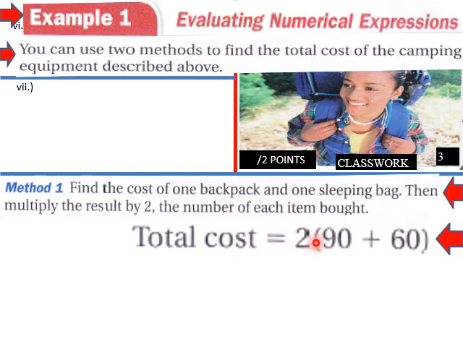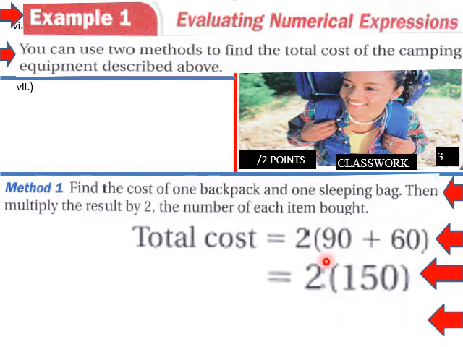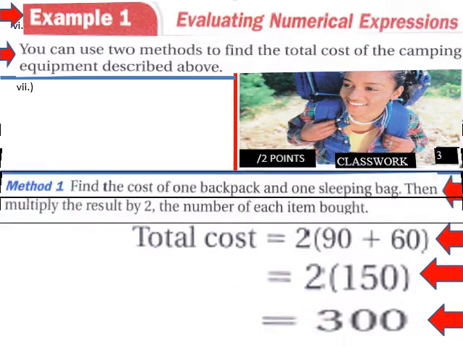Here is our cost put into an algebraic expression. We go from our verbal model, which is find the cost of 1 backpack and 1 sleeping bag, then multiply the result by 2. So if we have 2 of each of these, we can first add the amount of the backpack and sleeping bag and then multiply by 2. And that'll simplify our math to get $300.